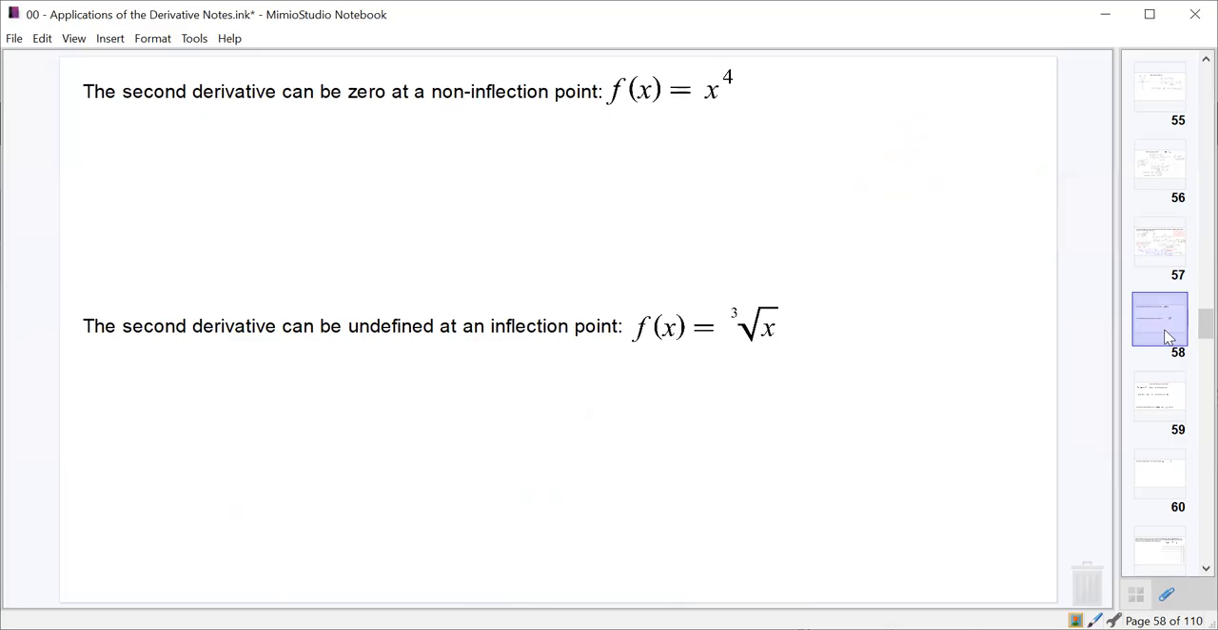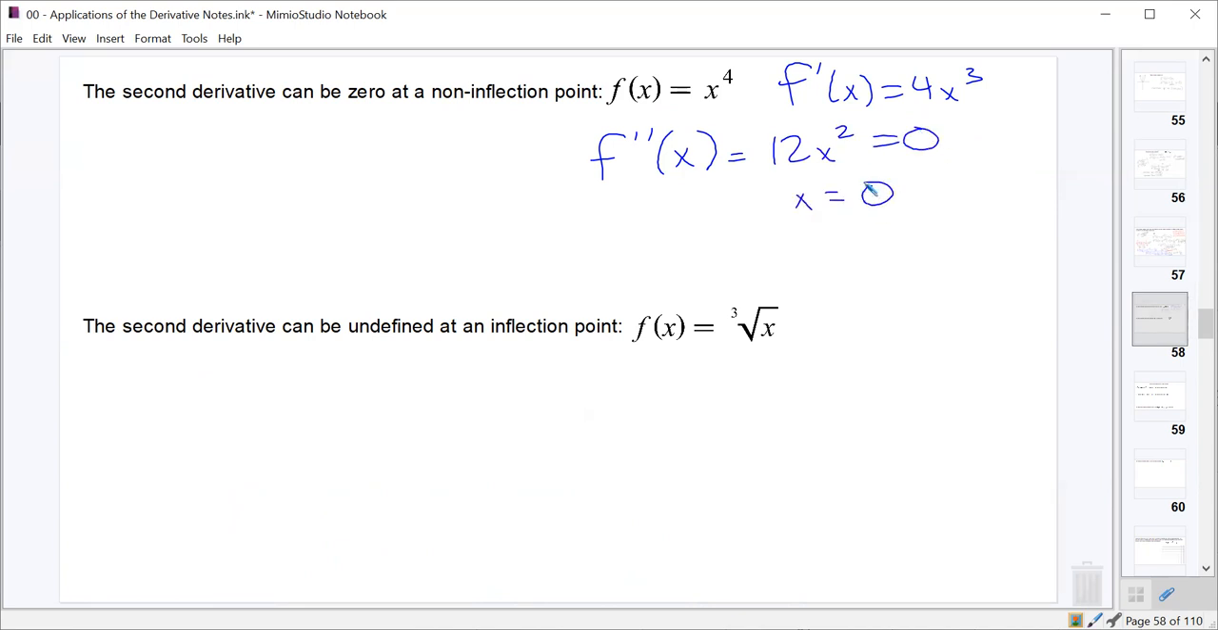It's really important for us to remember, though, that just because the second derivative is 0 or undefined doesn't guarantee that there is or isn't an inflection point or a point of inflection. So if I were to find a second derivative here, I'd have to find the first derivative. F prime would be 4x cubed, and f double prime would be 12x squared. We note that the only place this could change signs would be at x equals 0. But we can't just say, oh, there is an inflection point there. We have to make the sign chart.